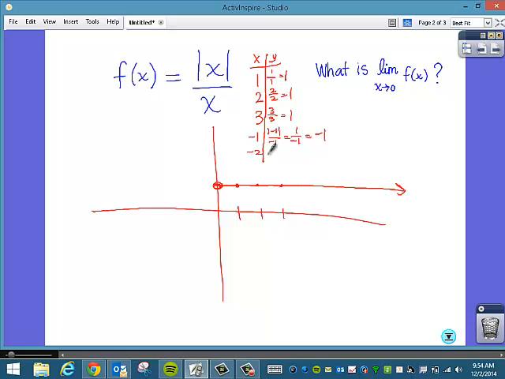Negative 2. The absolute value of negative 2 over negative 2. Well, the absolute value of negative 2 is positive 2, so positive 2 over negative 2 is negative 1. Similar situation: (-1, -1), (-2, -1), (-3, -1). And you can keep going until you get to 0, because, again, you can't have 0 in your denominator. So these are both open circles.